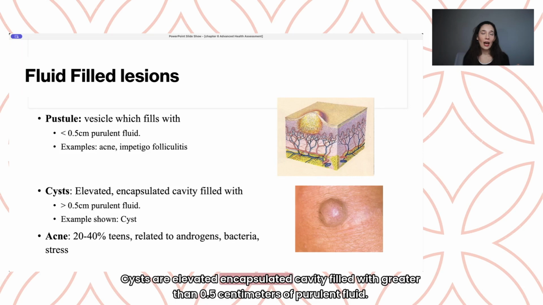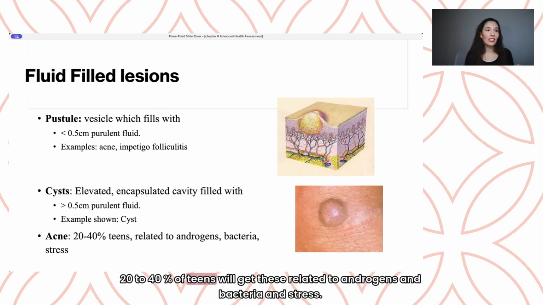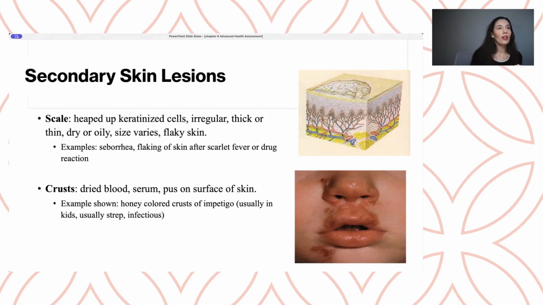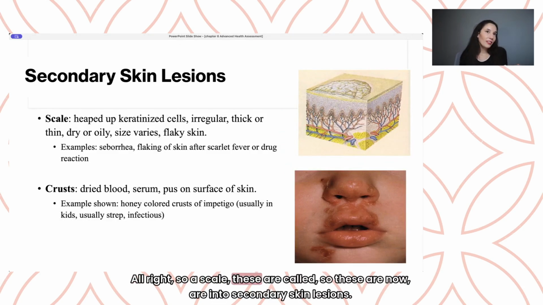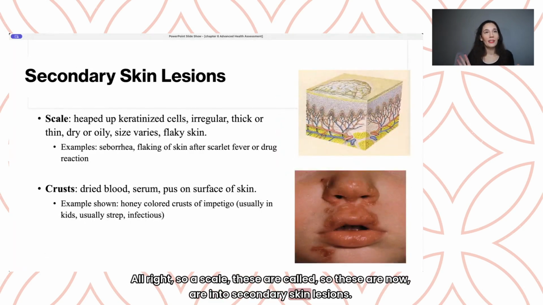Cysts are an elevated encapsulated cavity filled with greater than 0.5 centimeters of purulent fluid. 20 to 40% of teens will get these, related to androgens and bacteria and stress. We know a lot of teens get acne, right? All right, so a scale, these are now secondary skin lesions.